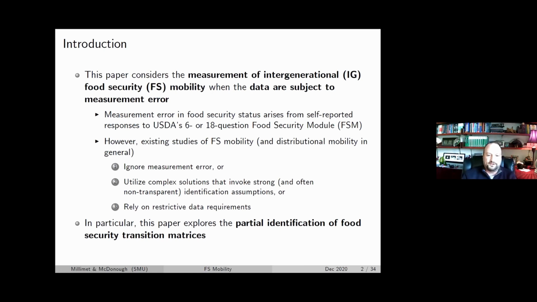So anyway, doing that requires a lot of assumptions that are not even easy to parse from the papers, exactly what's being assumed. And then there are a lot of simplifying assumptions, like that measurement error is not serially correlated, or that the income process is an AR1 or something like that. Or the last one, they have to rely on restricted data requirements, some way to actually verify people's true incomes, so you can be convinced.